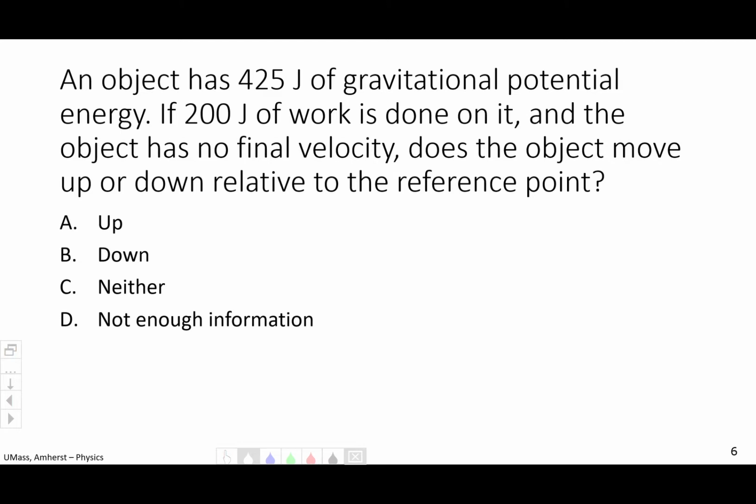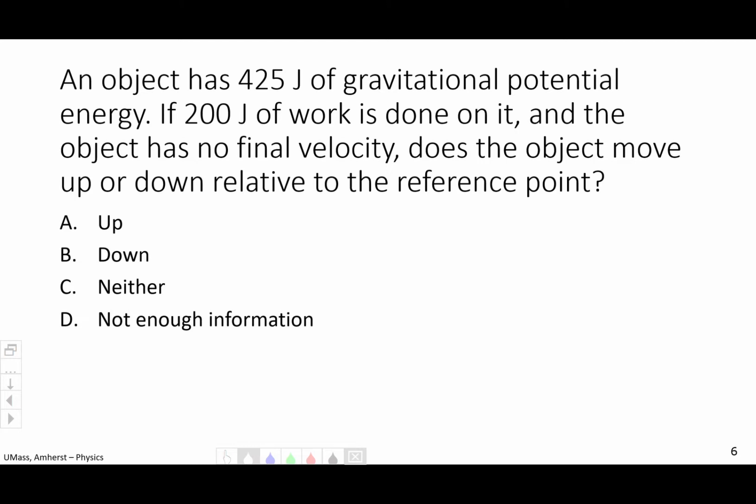All right, here's a concept question for you. Same situation, start with some gravitational potential energy, add in some positive work. Does the object move up or down relative to the reference point? I want you to go ahead and pause and think about this for a second, and then we'll come back to the answer.